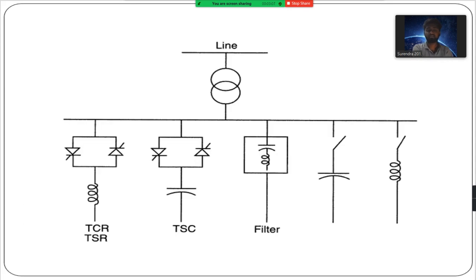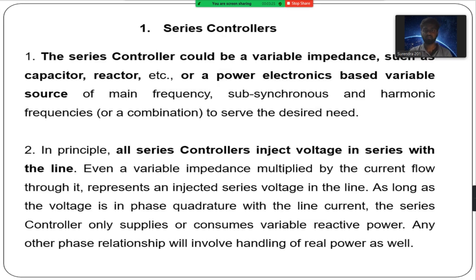This is the series controller. It consists of TCR and TSR with a filter in series with the line, and it also has a step-down transformer. The series controller could be a variable impedance such as a capacitor or reactor, or a power electronics based variable source of main frequency, subsynchronous and harmonic frequencies, or a combination to serve the desired need.